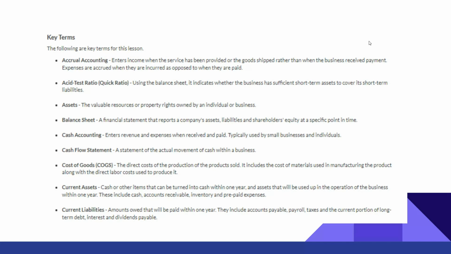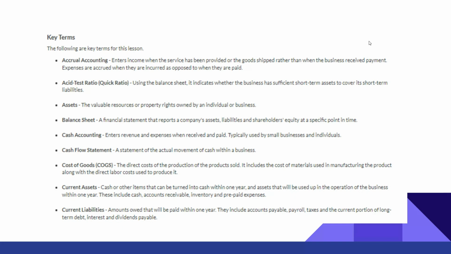Key terms. The following are key terms for this lesson. Accrual accounting enters income when the service has been provided or the goods shipped rather than when the business received payment. Expenses are accrued when they are incurred as opposed to when they are paid. Asset test ratios, quick ratios, using the balance sheet. It indicates whether the business has sufficient short-term assets to cover its short-term liabilities.